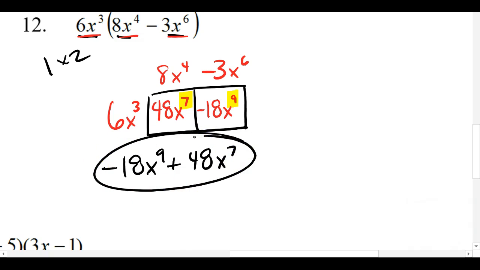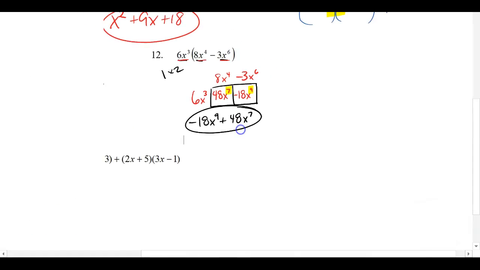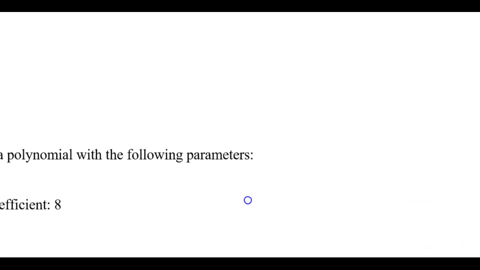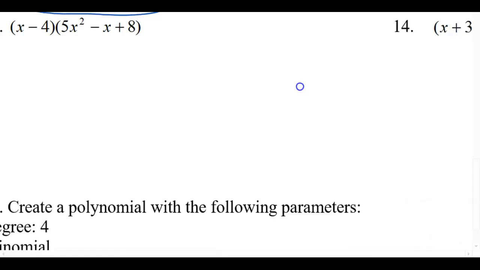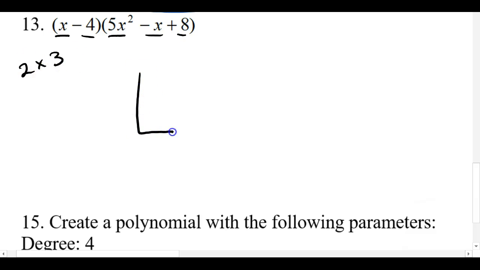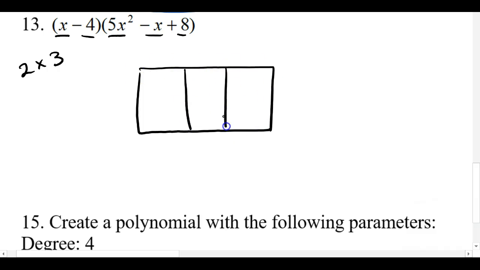Okay, now number 13. Zoom up on that one. Okay, so now with this one, I've got 1, 2 here, and then I have 1, 2, 3 terms here. So that means I'm going to make a 2 by 3 box. Okay, so make a 2 by 3 box.